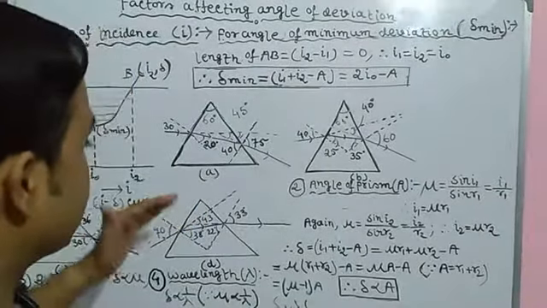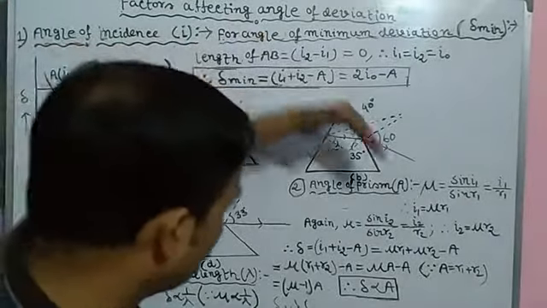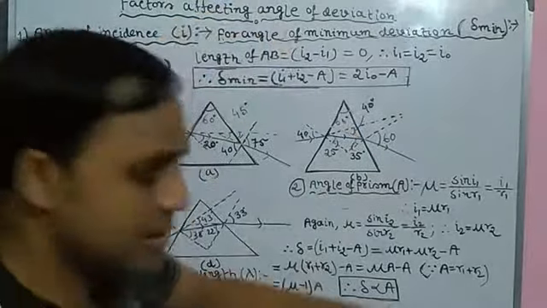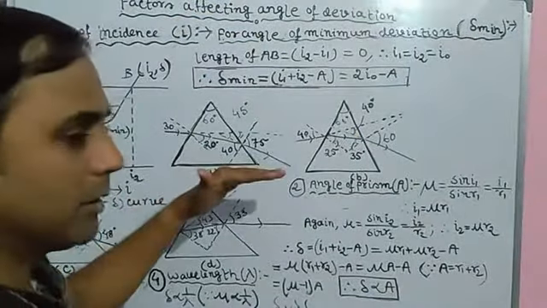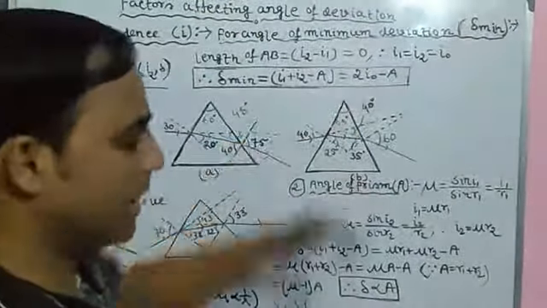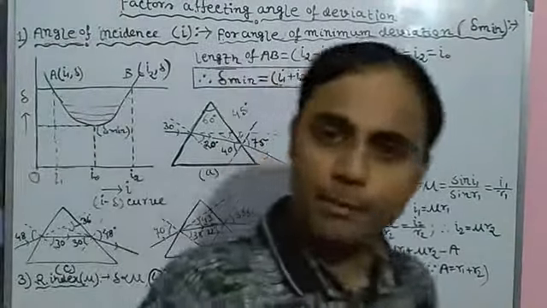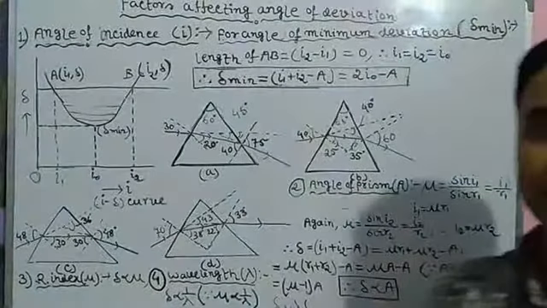So light which has the least wavelength will deviate more and bend towards the base, and light having greater wavelength will deflect only very slightly. Okay, so these are the factors affecting the angle of deviation. Hope you have understood. See you in the next video.